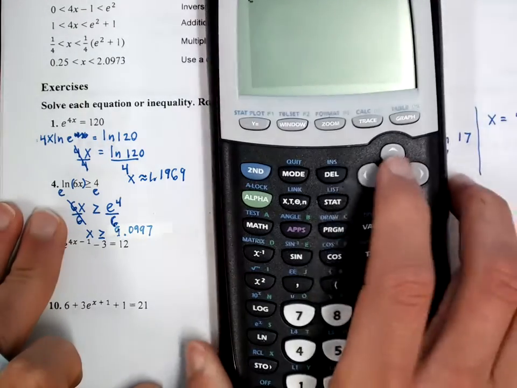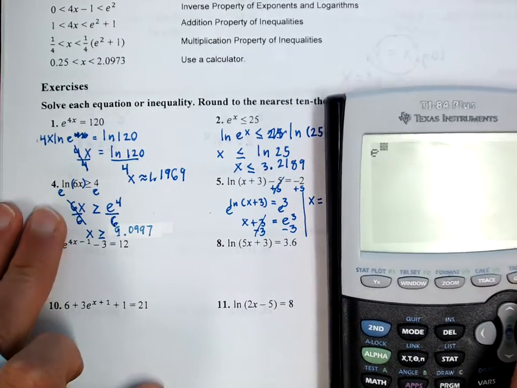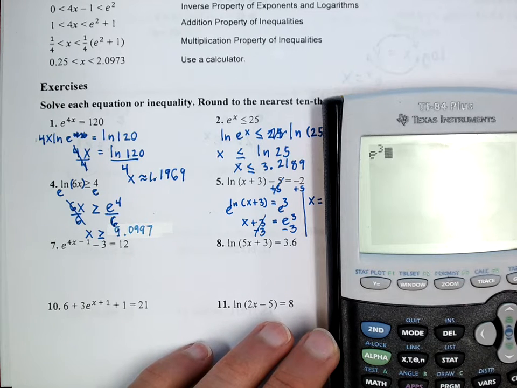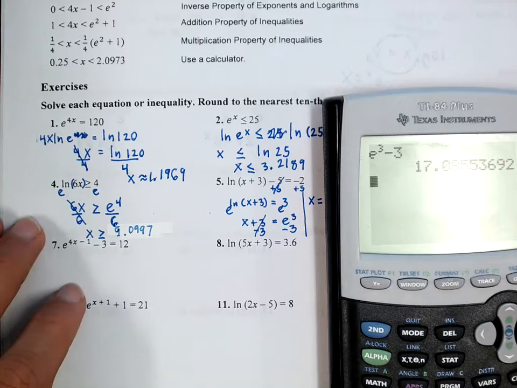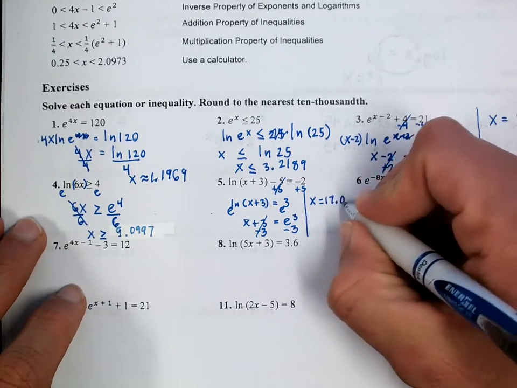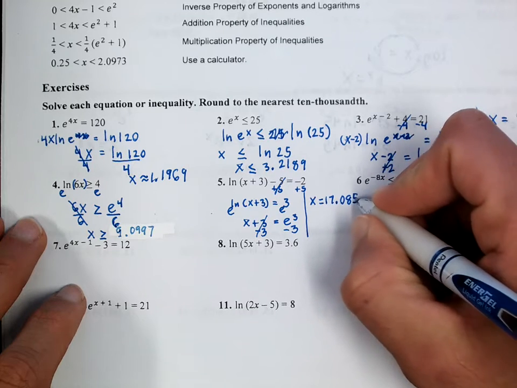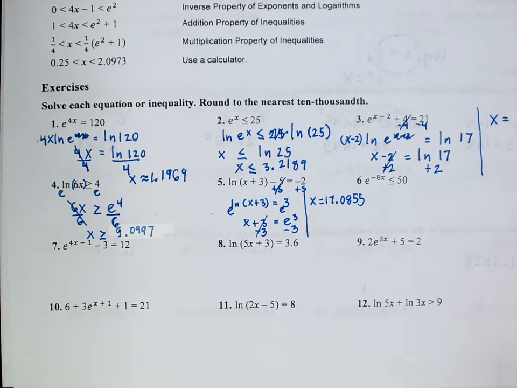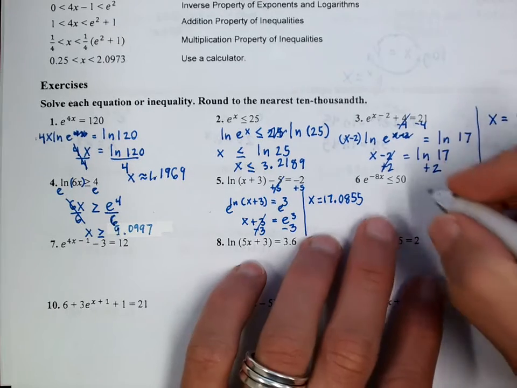So again, press the second natural log for that. e to the 3rd minus 3. Okay, so in this case this is 17.0855. I'm kind of bleeding into this one. I'm not going to do number 6. It's very similar to either this one or that one. Well, I will do at least one thing. I kind of have to do it now that I saw something.